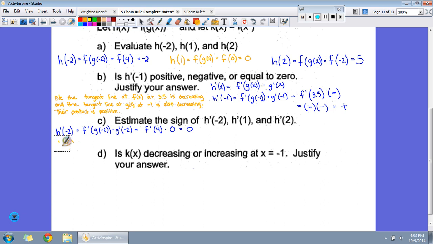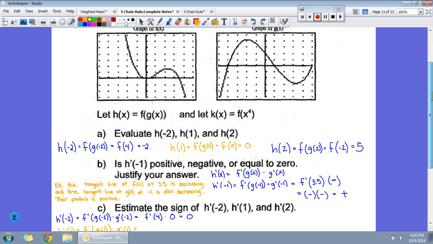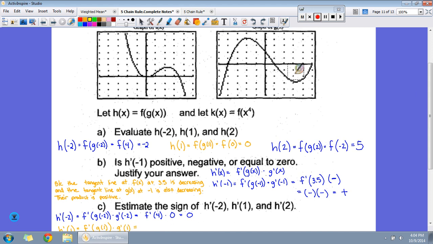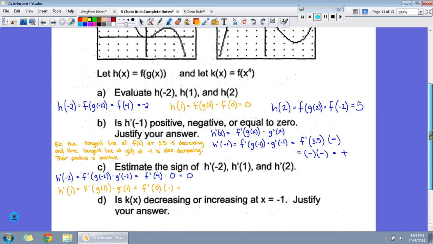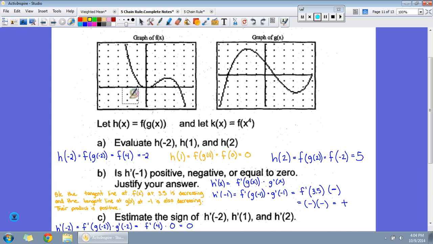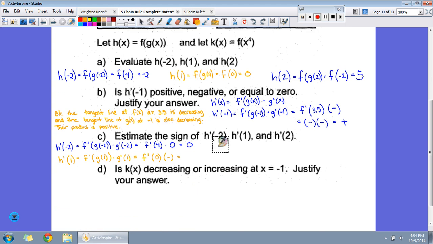Now let's look at h prime of 1. We're plugging in 1 everywhere that there's an x, and g of 1 is going to be 0, and g prime of 1 is negative. Then we look at f prime of 0, and that's going to be 0 because we have a horizontal tangent line, and so we have 0 times a negative again, which is 0.